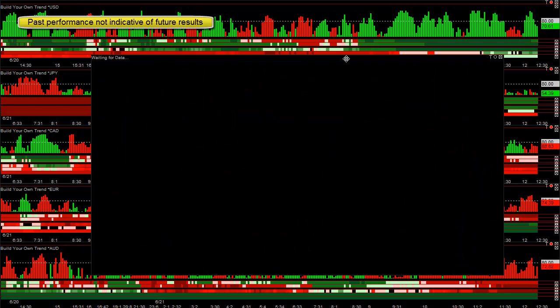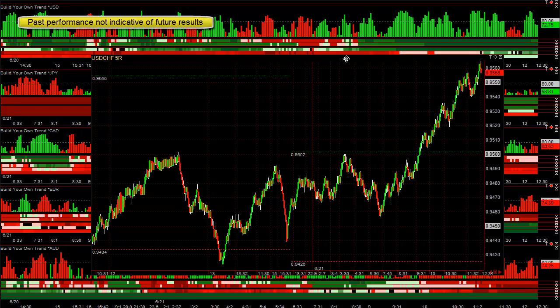We'll bring up a 5 pips per bar chart, and we're looking for the price to go above the value area high, which is 9471. Notice the value area high is way down here versus the previous day's high.